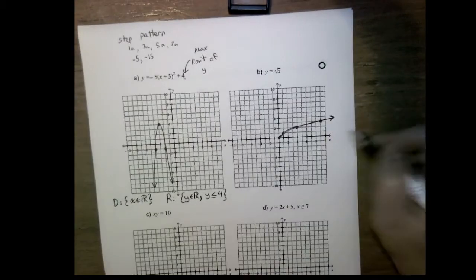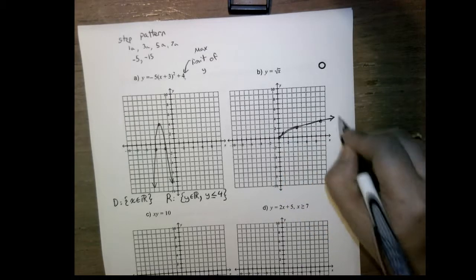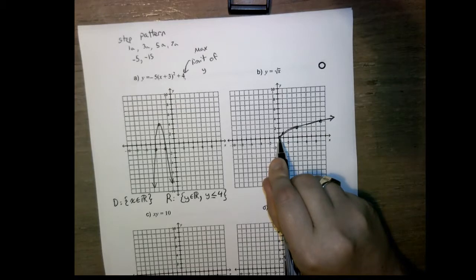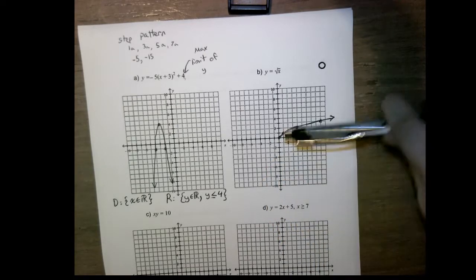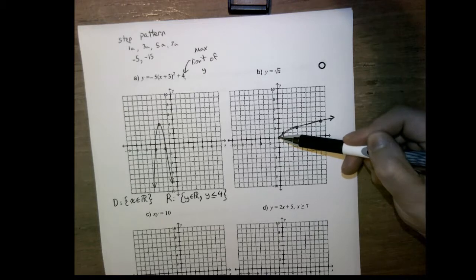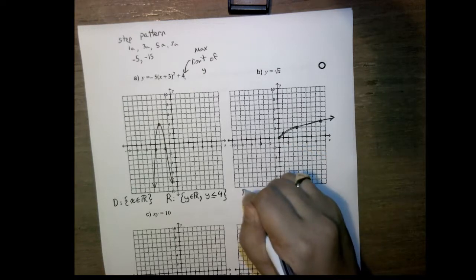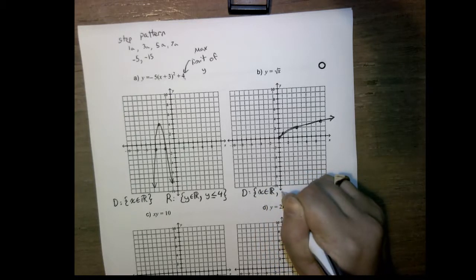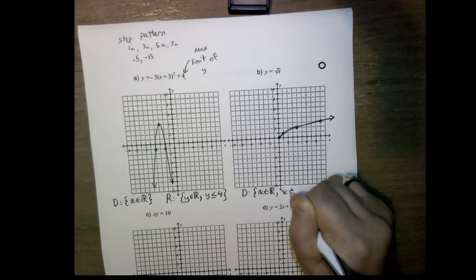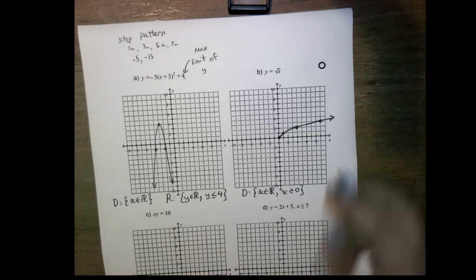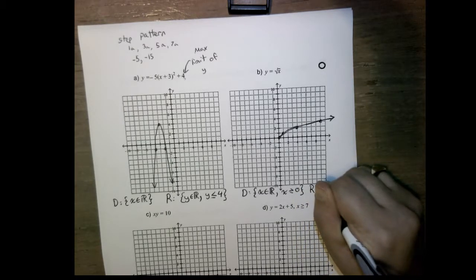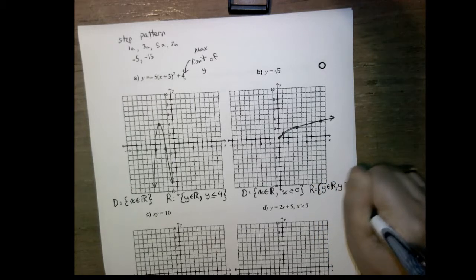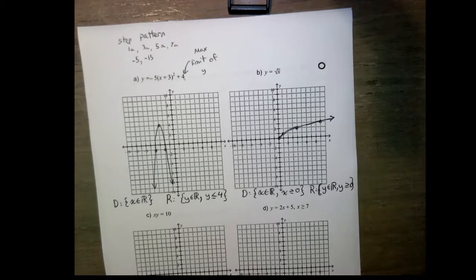And this is a square root function. So when I'm looking at it, I have this limit where x has to be bigger or equal to 0. And similarly, y also has to be bigger or equal to 0. So that means my domain is x is part of all real numbers, where x is greater than or equal to 0. And my range is the same thing. Y is all real numbers, where y is greater than or equal to 0, right?